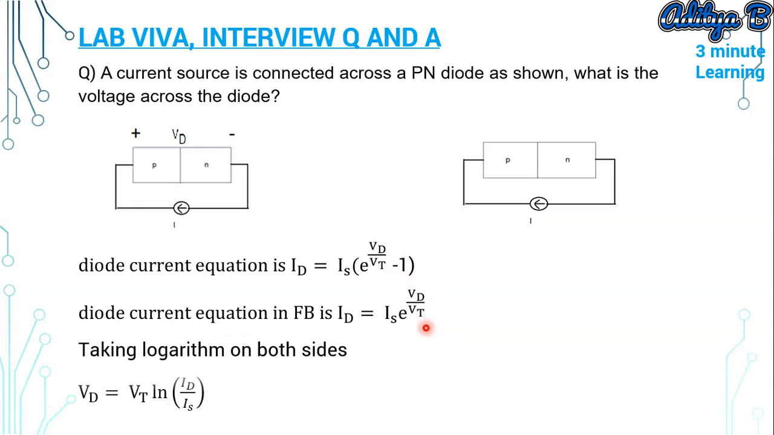Taking logarithm on both sides, we get Vd is equal to Vt into ln of ID by IS. So this is the voltage across the diode with positive reference at P side.